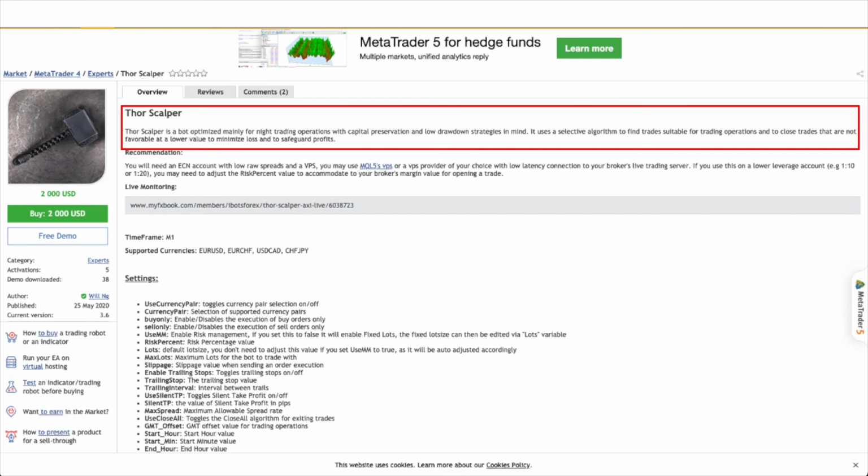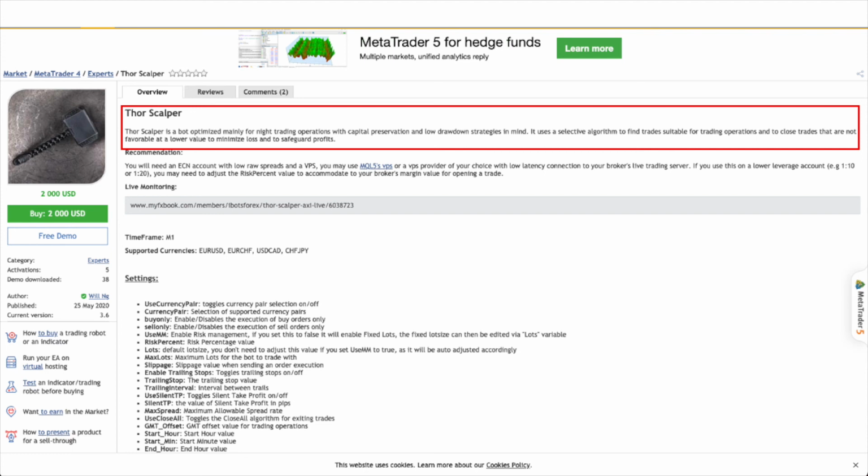To conclude, I would like to discuss some other elements of the Thor Scalper. The author states as follows on the MT4 market. The Thor Scalper is a bot optimized mainly for night trading operations, with capital preservation and low drawdown strategies in mind. It uses a selective algorithm to find trades suitable for trading operations and to close trades that are not favorable at a lower value, to minimize loss and to safeguard profits.